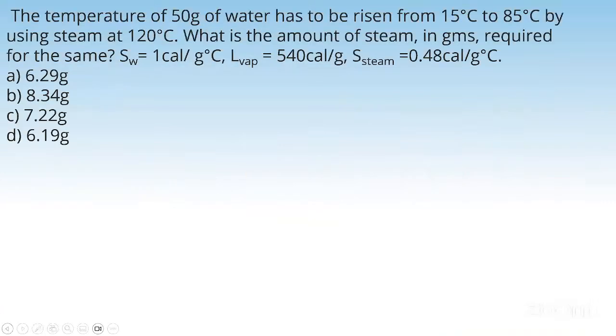Okay. Now based on this you can solve this question. Try to solve it. The temperature of 50 gram of water has to be raised from 15 degrees Celsius to 85 degrees Celsius using steam at 120 degrees Celsius. What is the amount of steam in gram required for the same? Here the specific heat of water is given, 1 calorie per gram degree Celsius. Latent heat of vaporization is also given, 540 calorie per gram. And S is the specific heat of steam, which is 0.48 calorie per gram.